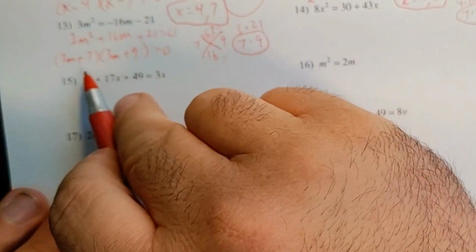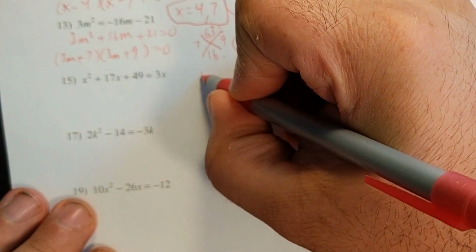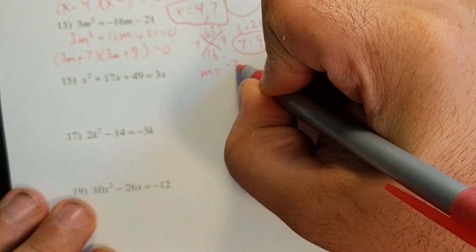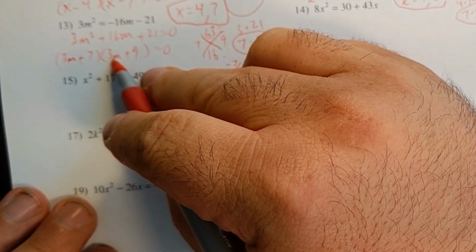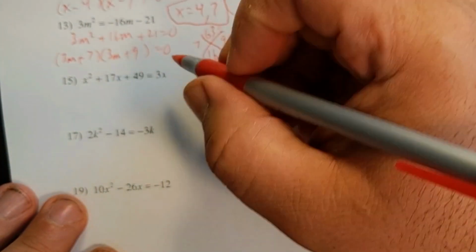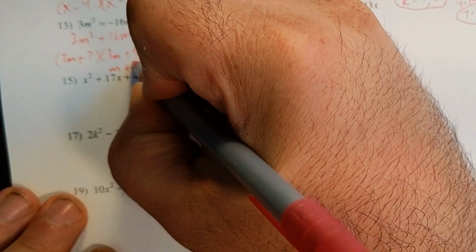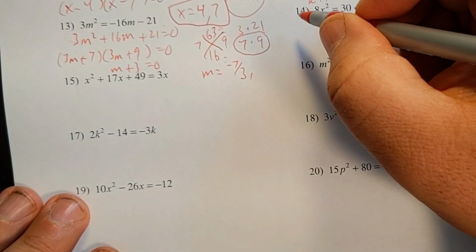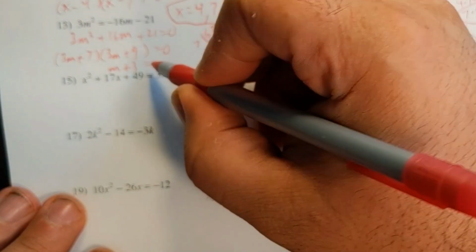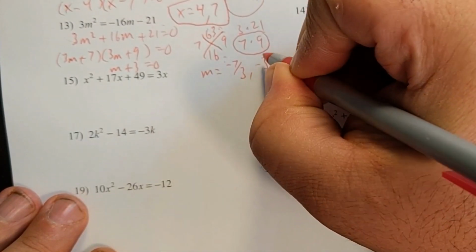Since they're set equal to 0, 3m plus 7 equals 0. When you solve that, you get negative 7/3. 3m plus 9 needs to be factored out. It's going to be m plus 3 equal to 0. And that's going to give us, when we subtract 3 from both sides, a negative 3.